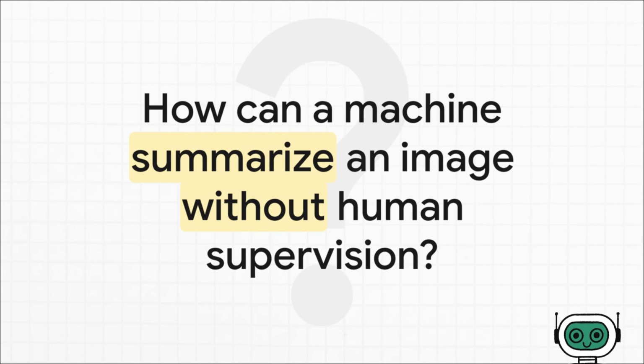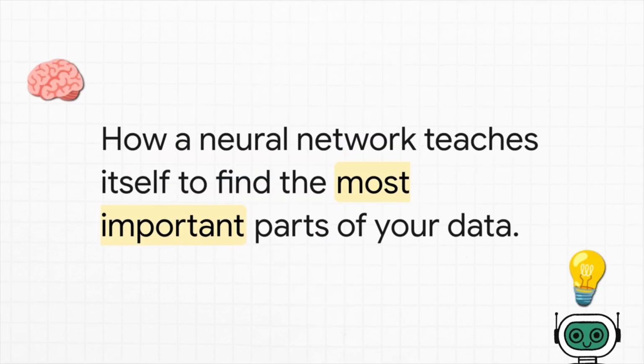If you don't give a model any answers, how can it possibly learn to find the important parts of an image? How does it figure out what's signal and what's just noise, all on its own? Well, that's exactly the question we're going to answer. We're going to break down how this clever architecture teaches itself to compress data down to its essence and then build it back up, a process that forces it to discover what truly matters.